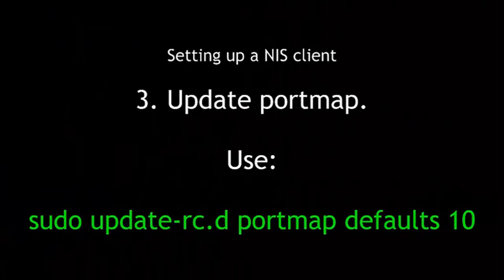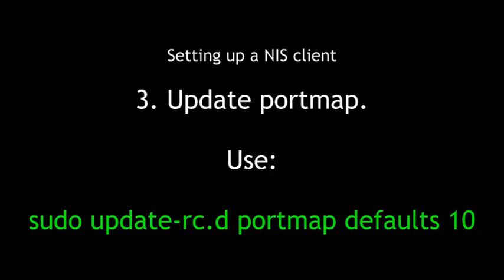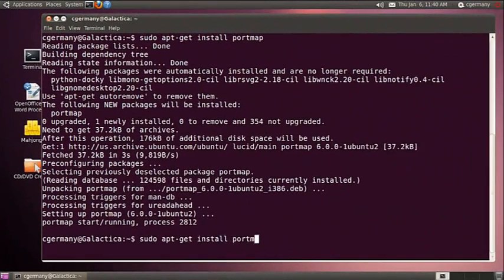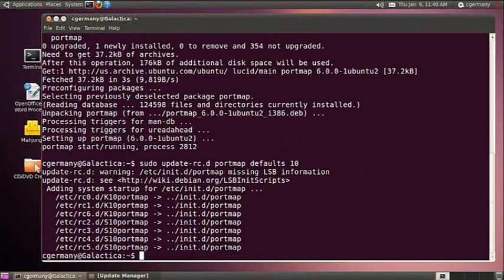3. Update portmap. Use sudo update-rc.d portmap defaults 10. And now I just want to update the defaults there. Okay.